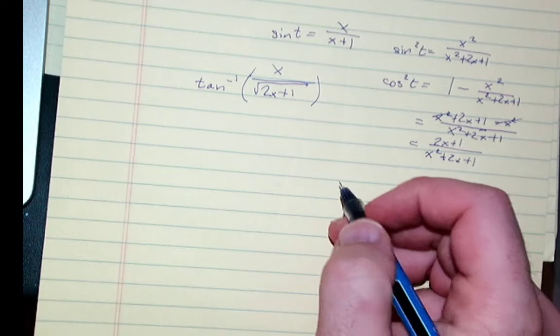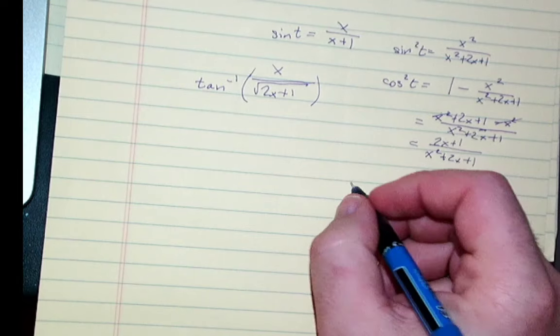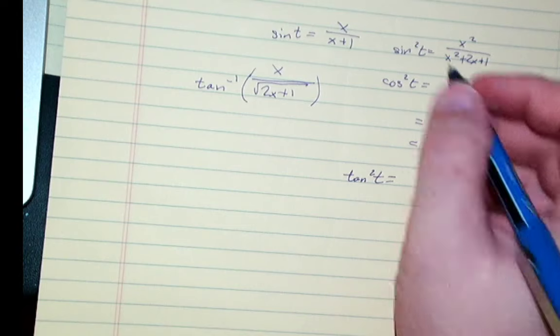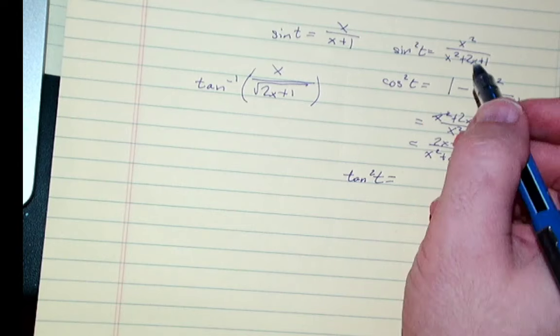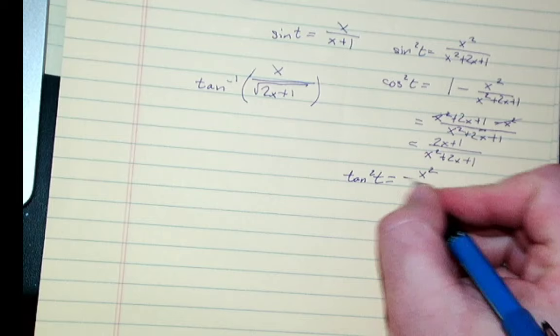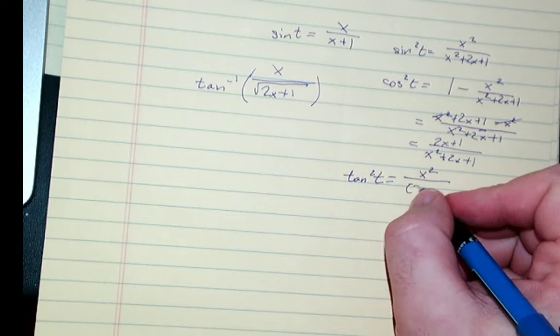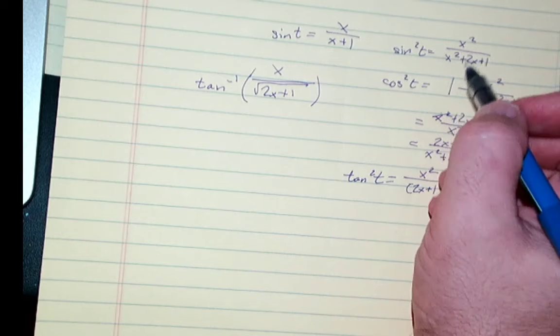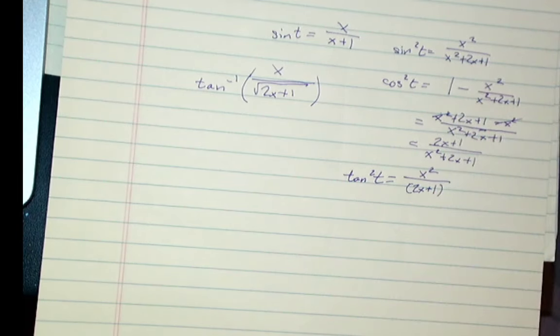How about tangent squared t? Well, we can divide one by the other. That's sine squared t divided by cosine squared t. The denominators are the same, so they cancel out, so we get x squared over 2x plus 1. Notice that both denominators are exactly the same, so they both cancel. So all that we have left is the fraction of the numerators. It's x squared over the quantity x plus 1 squared divided by 2x plus 1 over x squared plus 2x plus 1.